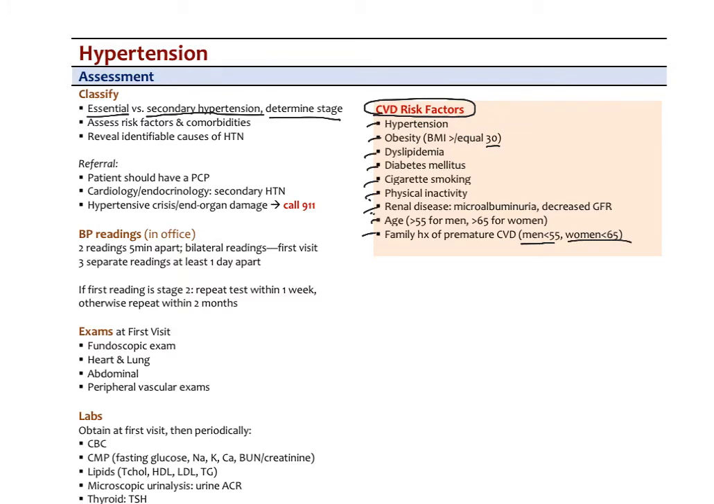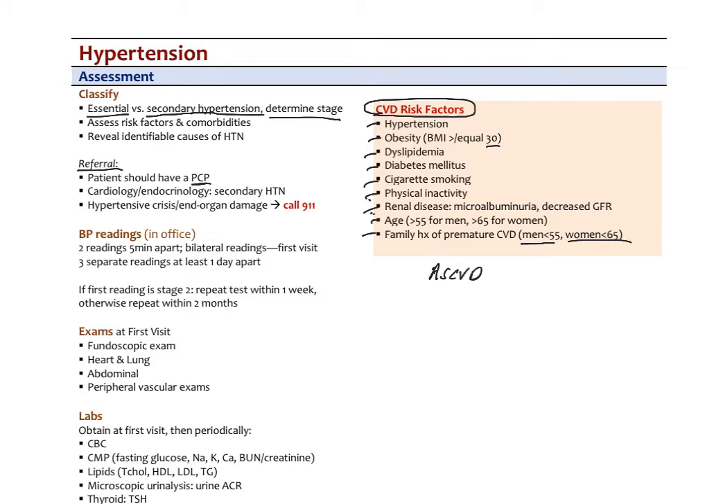And again, we might want to use the ASCVD risk calculation, the 10-year risk score that we talked about earlier, as an additional assessment tool here to see how aggressive we need to be with treatment on these different factors. So basically, after we've classified and looked at the risk factors, we might think about doing a referral. Again, a patient should have a primary care provider. If you're not a primary care provider, they should be referred to one.